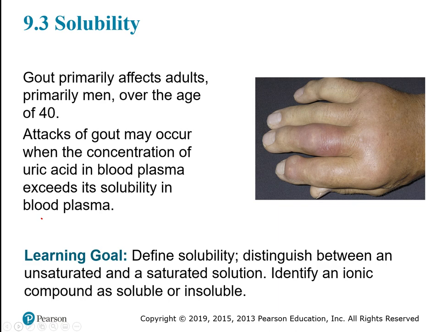So the first section we're going to cover is 9.3, which is solubility. We're going to talk about what solubility is, distinguish between unsaturated and saturated solutions, and we're going to identify ionic compounds as soluble or insoluble. And we're going to learn some rules on how to do that.